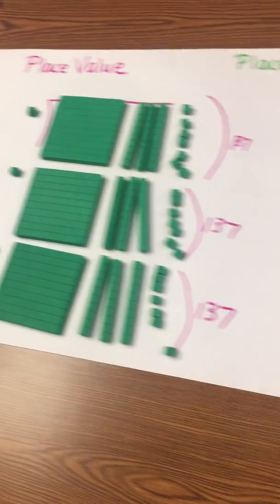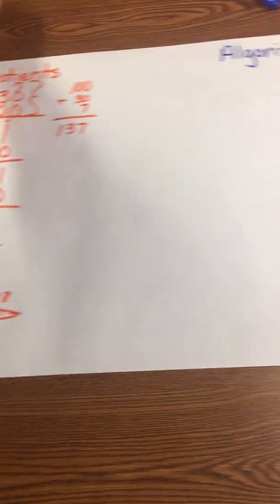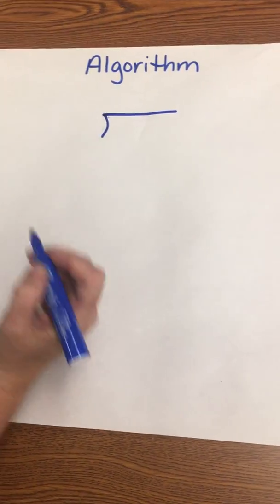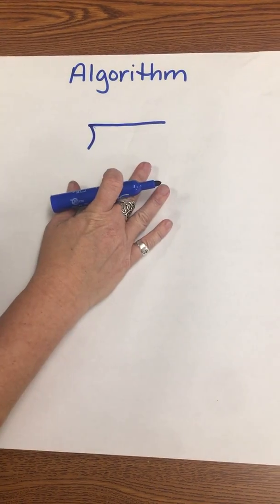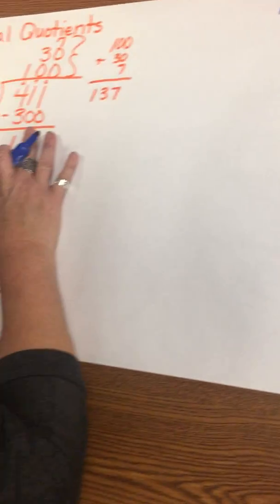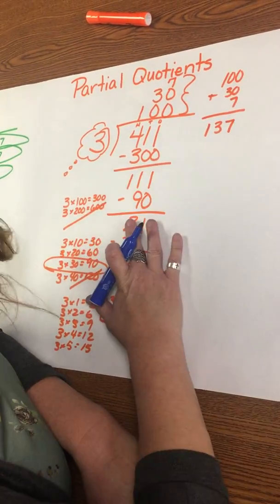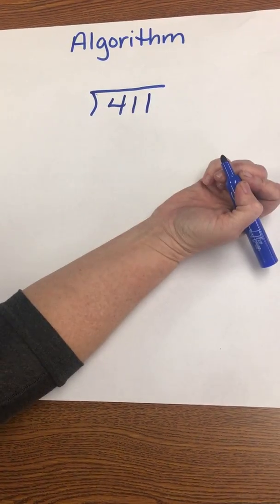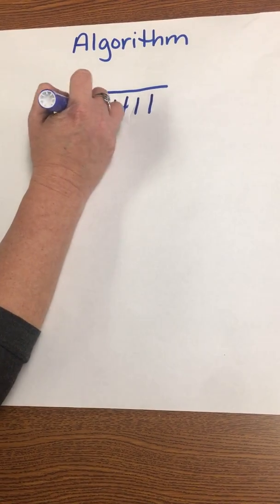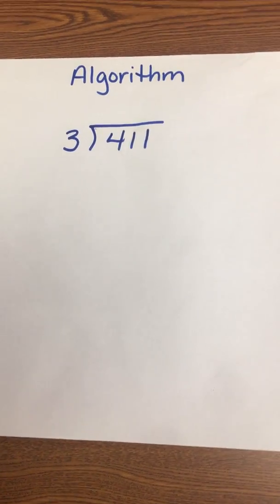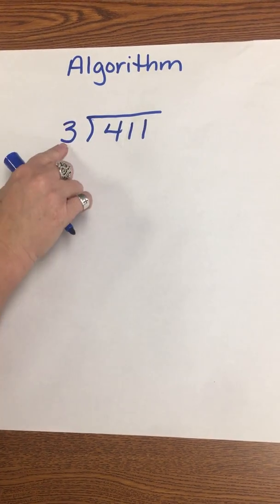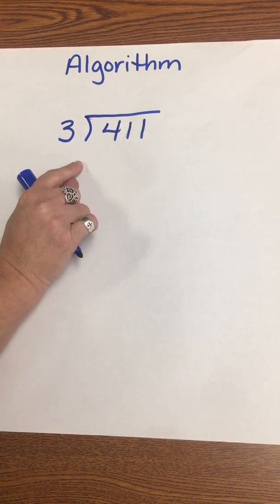Now let's model the algorithm. When I use the algorithm, it's just the mathematical shortcut, but you shouldn't use the algorithm if you don't understand why it works. So when we're done, we're going to compare these two models. So I'm going to start with my 411 as my dividend on the inside, and I'm going to put my 3 as the divisor on the outside. So now I'm thinking a little bit differently, but I'm still thinking in threes. Do I have enough for each group to have 1?